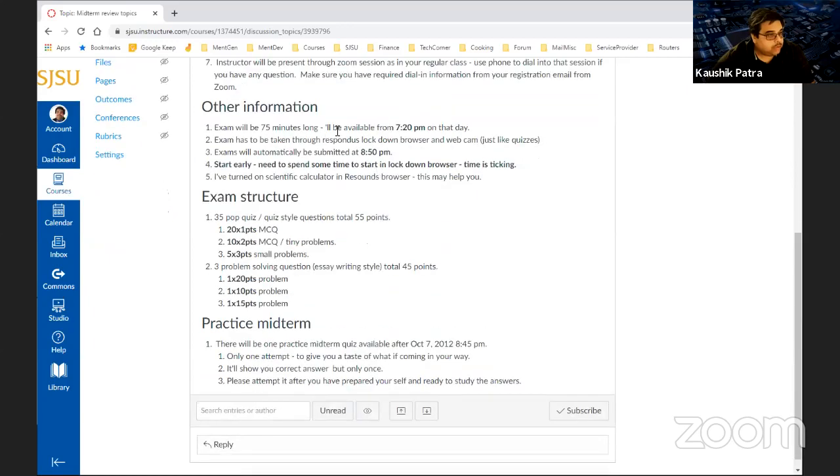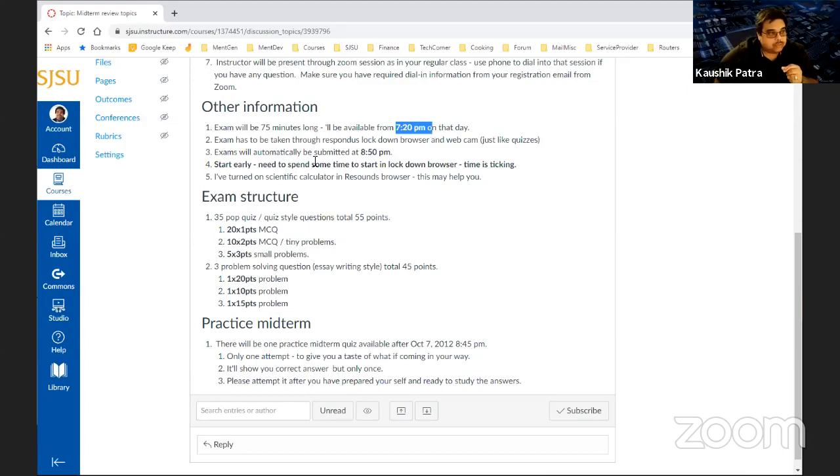Let's talk about the timing first. It will be available from 7:20 p.m. This is a quiz-style exam, meaning an environment like a lockdown browser, Respondus monitoring with the webcam. So you probably need about 5 minutes to set up your environment in that lockdown browser. So start from 7:20, not from 7:30, so that you have some buffer time there.